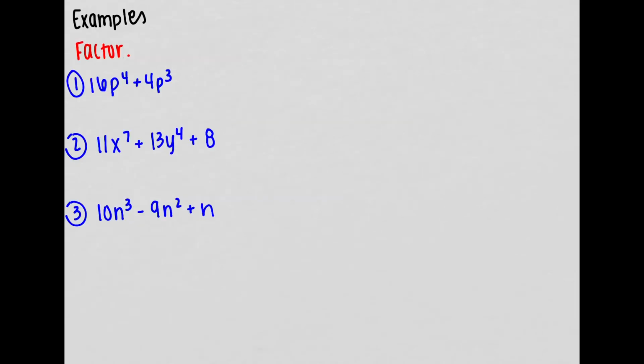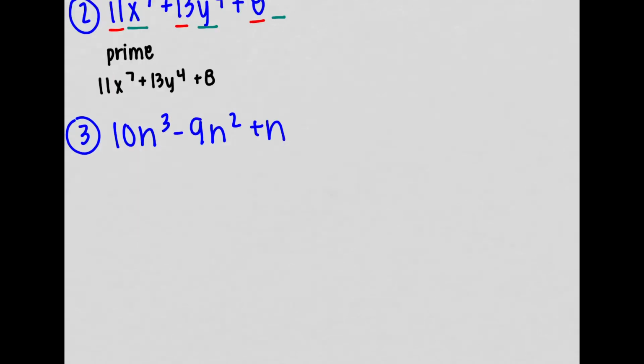Number 3 is 10n cubed minus 9n squared plus n. I'm going to check for the numbers first. I have 10, 9, and there's nothing here, so remember that's a 1. I can't divide all 3 of those numbers by the same thing, so I'm going to check for the letters now. I have n cubed, n squared, and n. My smallest variable that I have is n, so I'm going to divide everything by 1n.